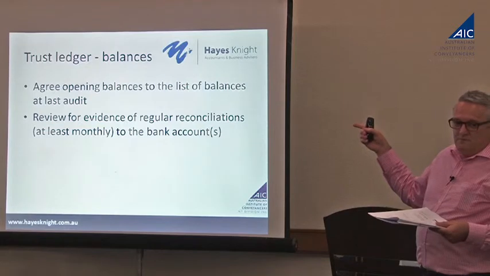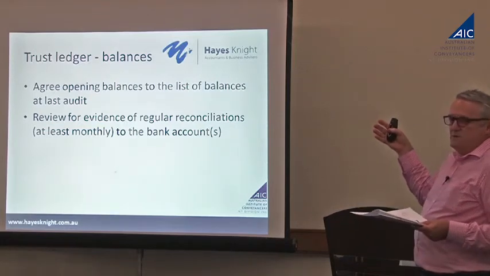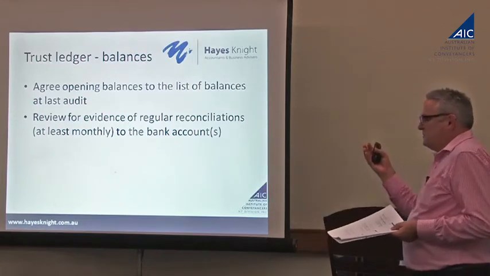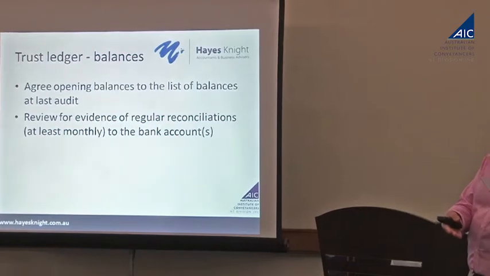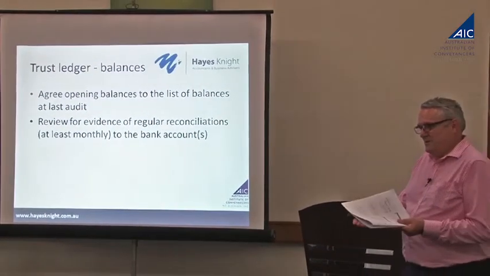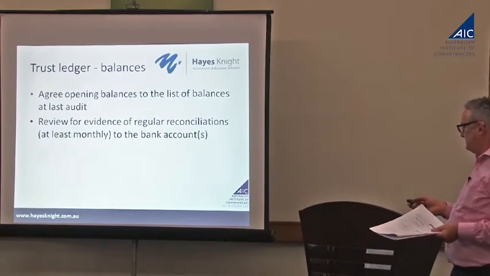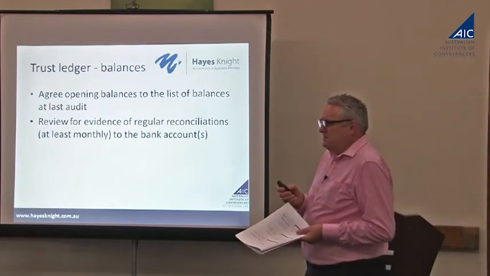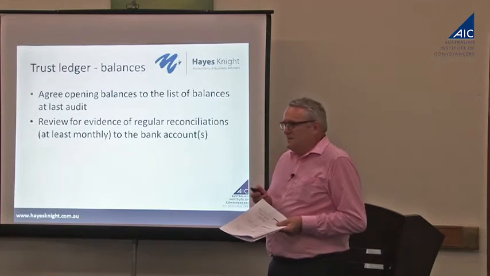Sometimes people change systems during the year. Sometimes people, for some reason, recreate the ledger and start again, and don't bring the balances forward properly. But by definition, 30 June balances at midnight should be the same one minute after midnight. Not necessarily the case, so we check for that. Everybody do their reconciliations monthly? Yeah, try to.